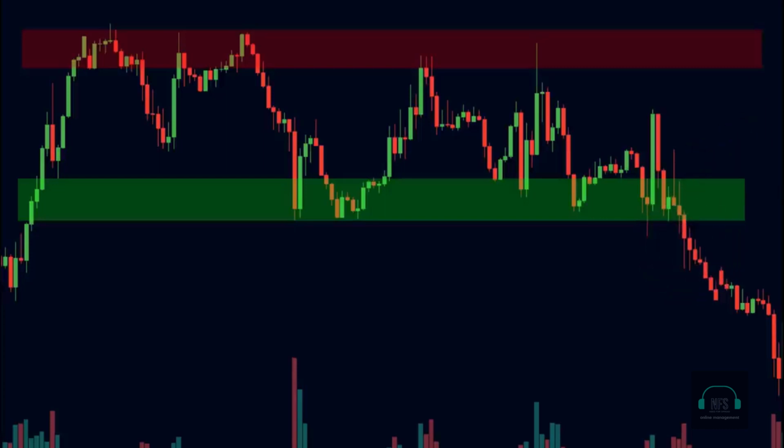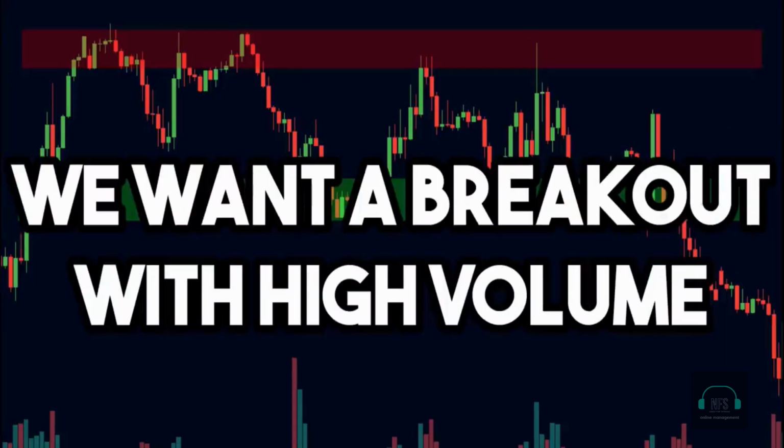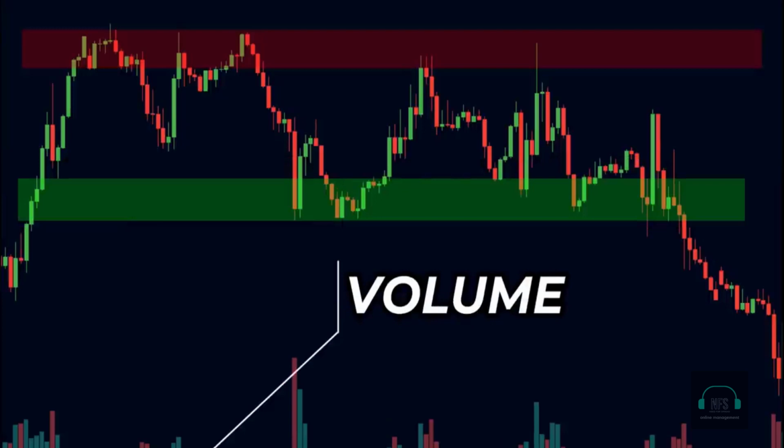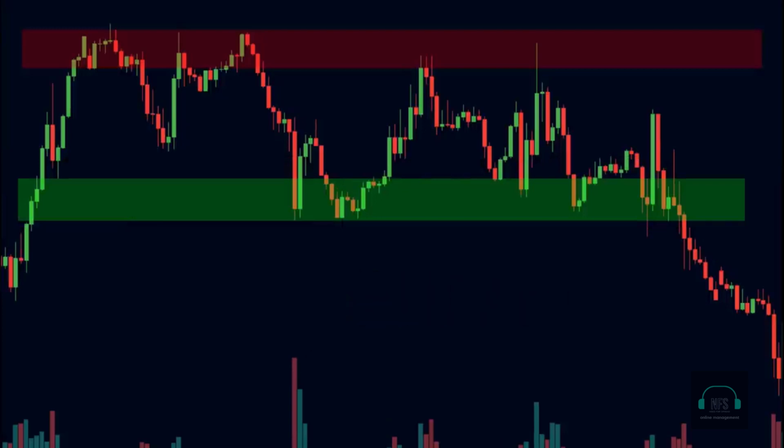So to avoid false breakouts, we will look for a breakout with high volume. For that, we will use the simple volume indicator. So on this candle, we can see that the volume was higher than the previous candles. This is a strong sign of a breakout.